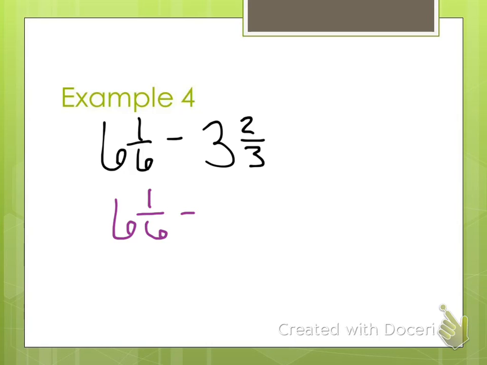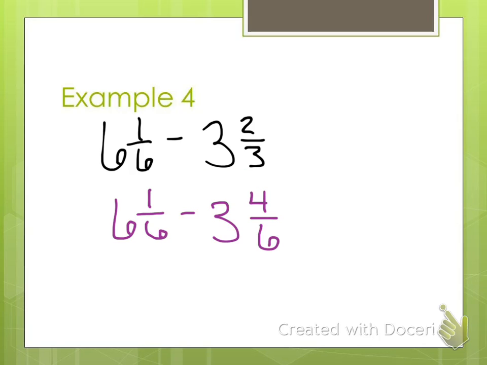All right, now in example 4, now we're subtracting again. So now we have 6 and 1/6 minus 3 2/3. All right, what's my first step? Find the LCD. What's my LCD? 6. So 6 and 1/6 stays the same, minus 3 4/6. All right, now what's my next step? Subtract. You subtract, but remember what I told you to look at. Can you do 1 minus 4 without going into the negative? No, so you need to borrow a whole.